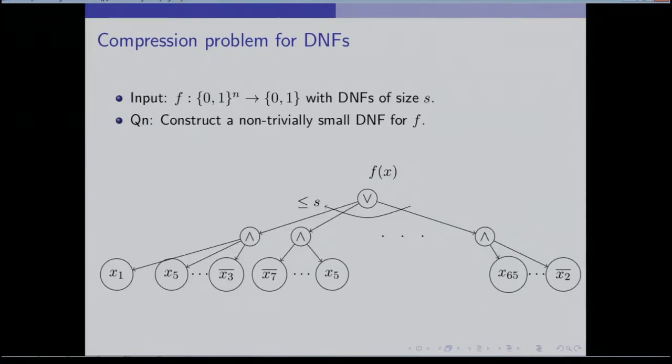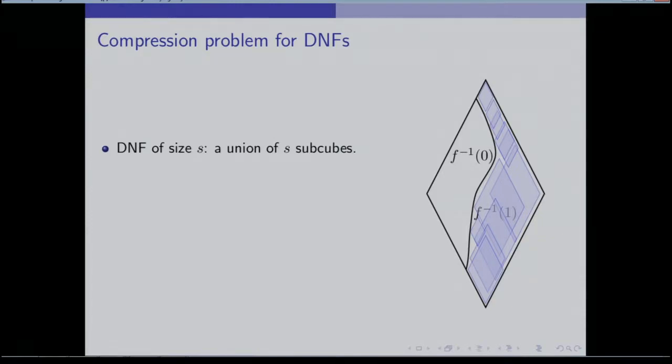So it has a circuit of this form. Each of the ANDs in this circuit computes an AND of literals, which accepts a subcube in the hypercube. Therefore, you know that the ones of this function can be written as the union of at most S subcubes. And what you want to do is find a small union of subcubes that covers the ones of the function. So pretty straightforwardly, this is just a set cover problem, right?